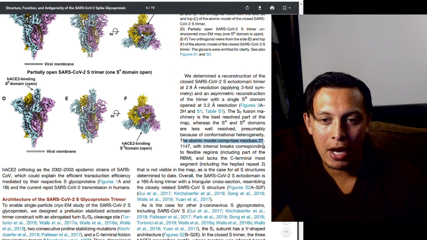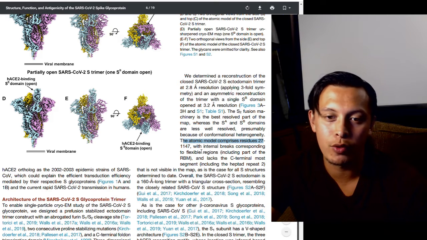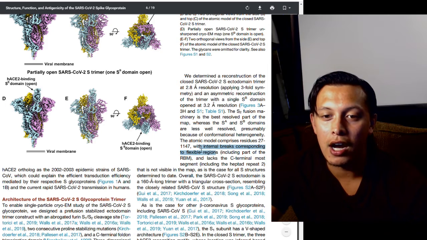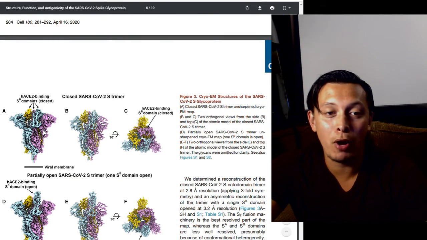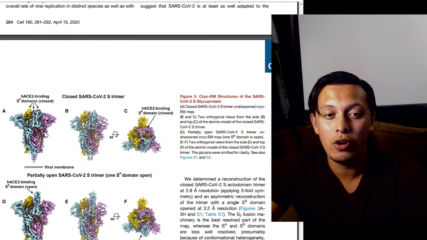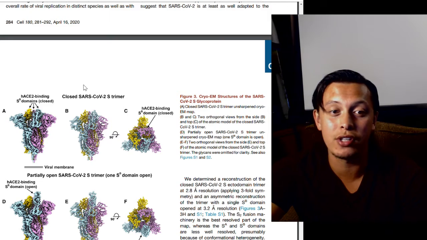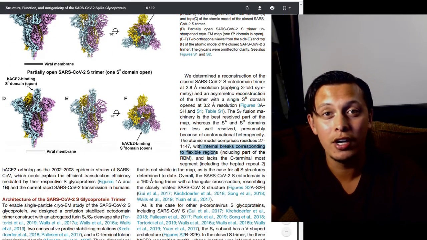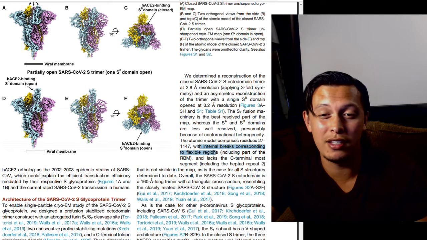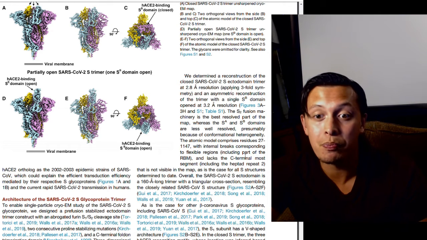The atomic model comprises residues 27 through 1147 with internal breaks corresponding to flexible regions. So what they're saying is there are some parts that are so floppy that they can't resolve them. So they don't include those portions of this structure. So that's just one of the limitations that we have dealing with our experimentation.